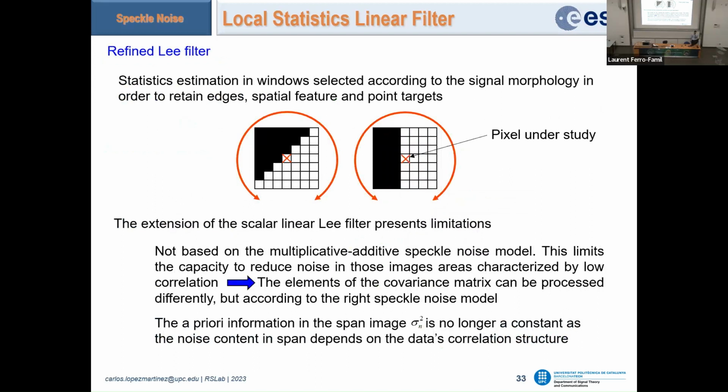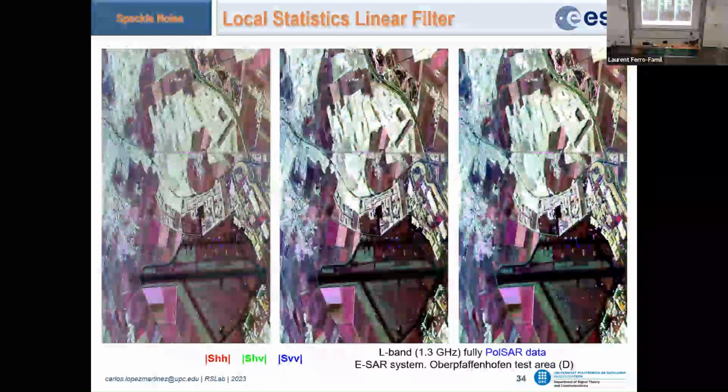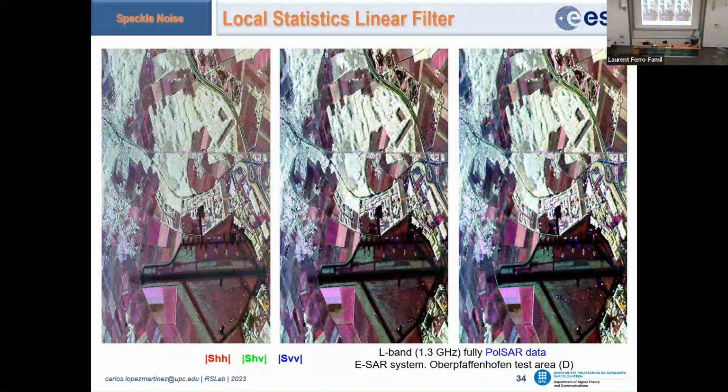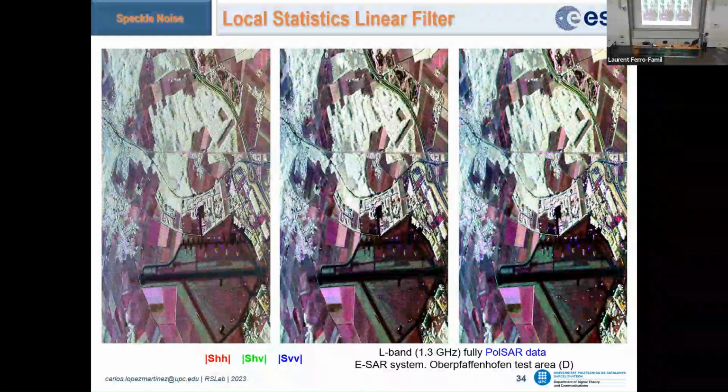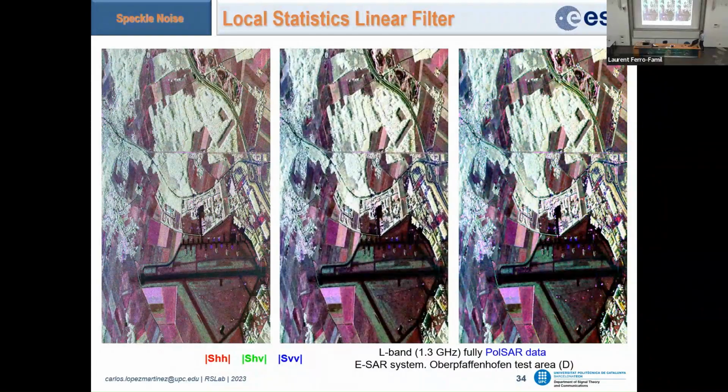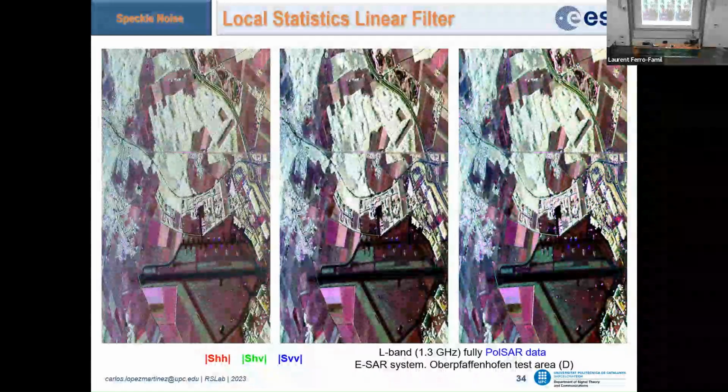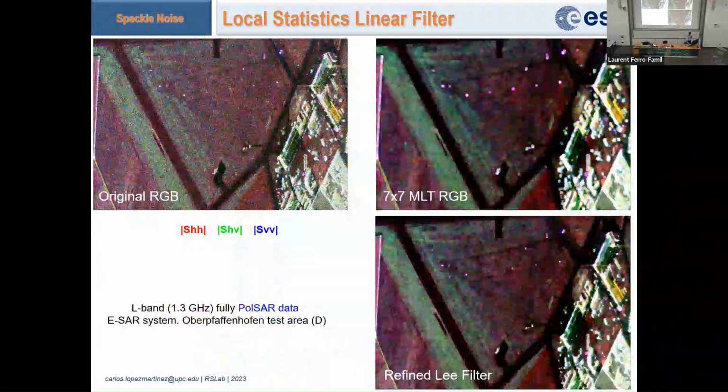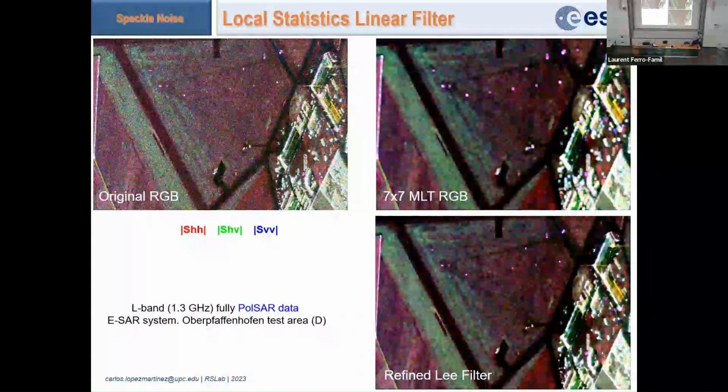Okay, you can do it in a refined way, using more adapted windows, which is not really important. And this is the case we obtain here. So on the left, you have the original, in the middle, you have the one obtained with the Lee filter, and on the right, you obtain the multilook. On the large scale, you don't see difference, but if you pay attention to the details, you see the differences in terms of the spatial resolution.